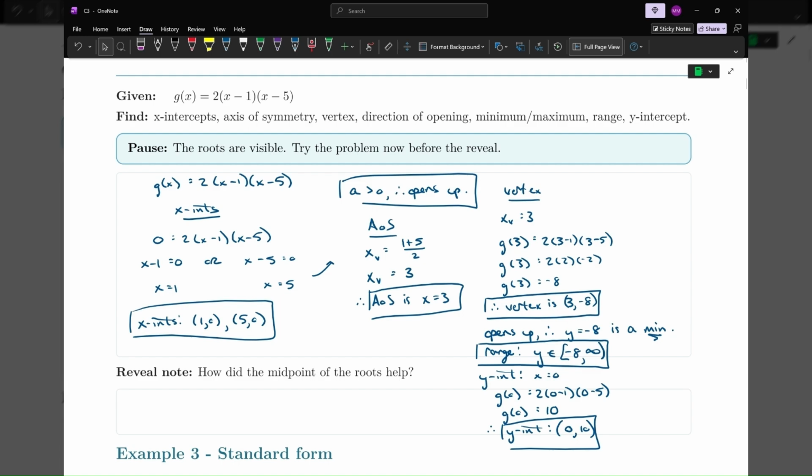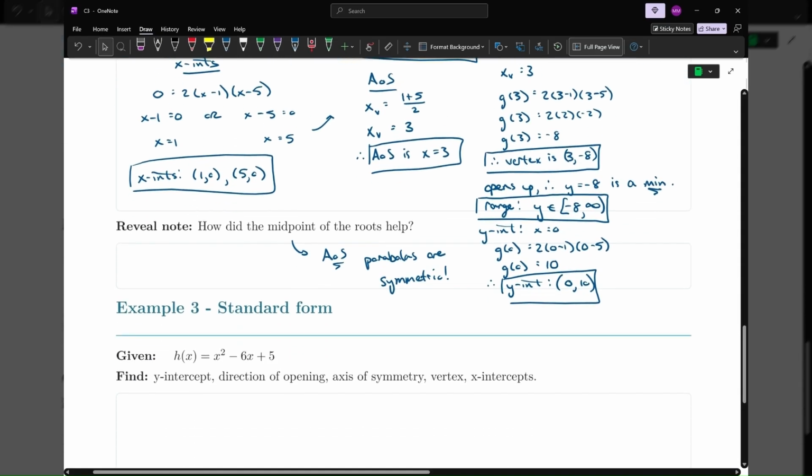And again, a little reveal note, how does the midpoint of the roots help? Midpoint of the roots is the axis of symmetry because parabolas are symmetric. I'll write that down. So parabolas are symmetric. And that's it. Okay. Last one.